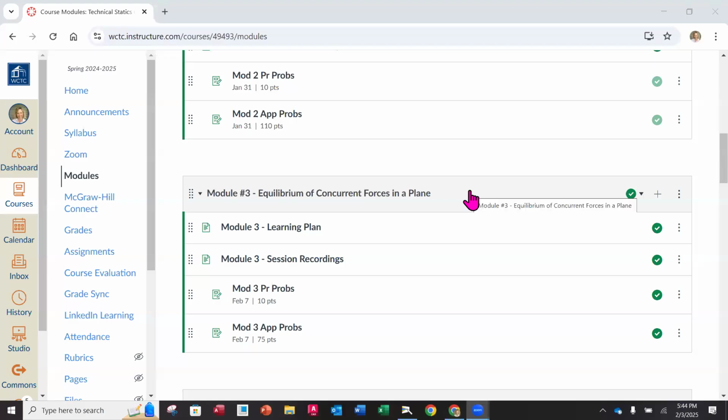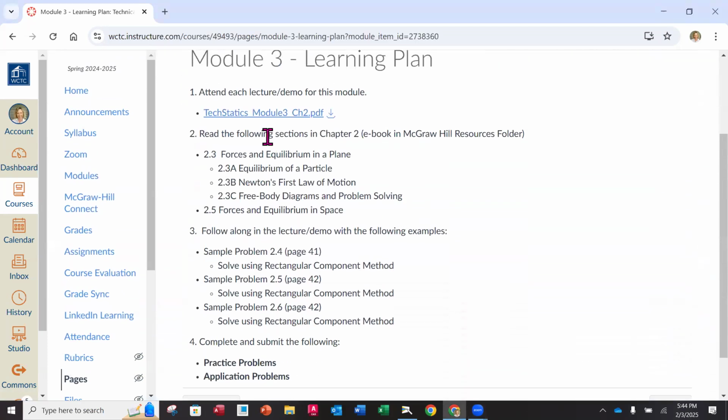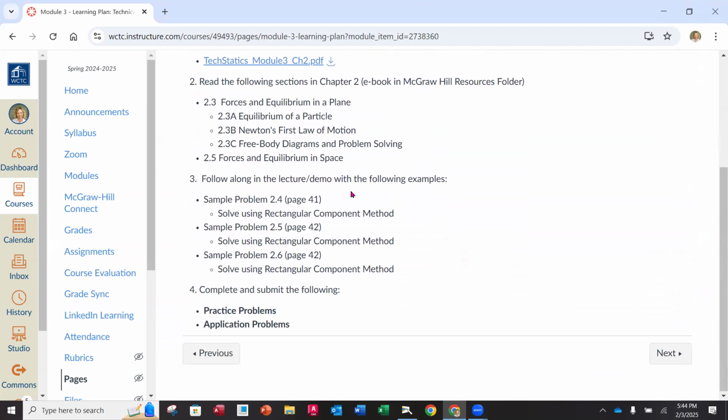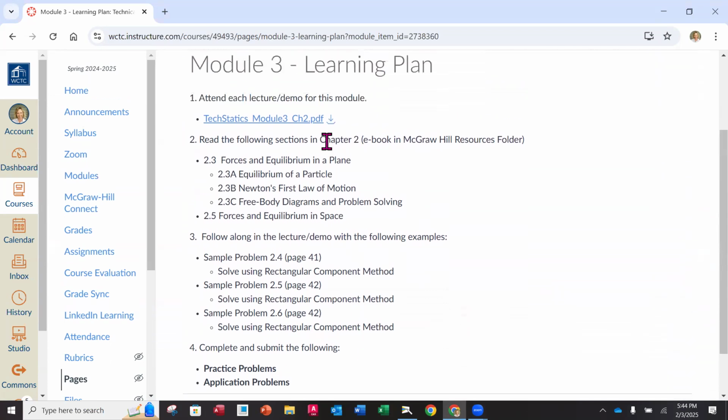Okay, so we're going to start looking at Module 3 tonight. As we look at Module 3, I'm going to go into our learning plan. You'll notice here that we're going to be looking at section 2.3 in our book. And then you're going to notice that we are going to be doing the following sample problems or our practice problems. So we're going to be doing 2.4, 2.5, and 2.6 for this module. And then we're going to have some application problems associated with it.